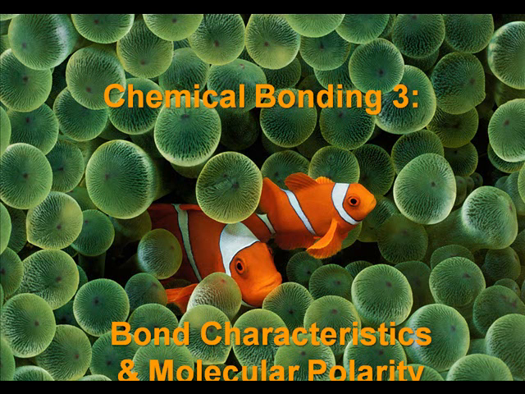Right. Let's now begin part 3 of the chemical bonding series. And what we're going to do is take a look at what's called bond characteristics. It means different bonds have certain properties. And because they do, the molecule itself, once built, sometimes has a polarity to it. And those two things we're going to look at now.